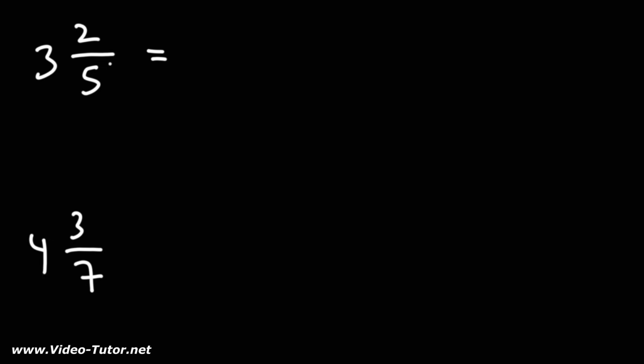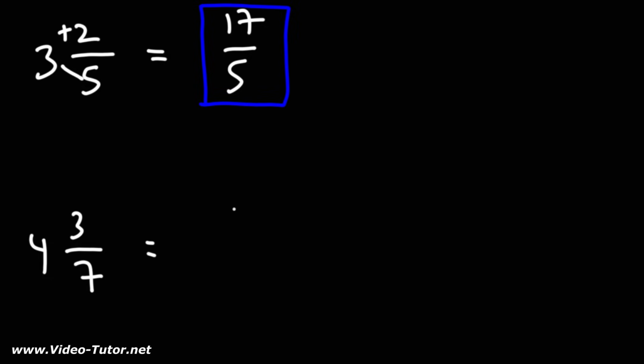Now, let's try these two examples. Let's go the other way. Let's convert the mixed numbers into an improper fraction. To convert a mixed number to an improper fraction, here's what you can do. First, keep the denominator the same. Next, multiply the whole number by the denominator. 3 times 5 is 15. And then add the numerator. Plus 2, that's 17. So the answer is going to be 17 over 5.